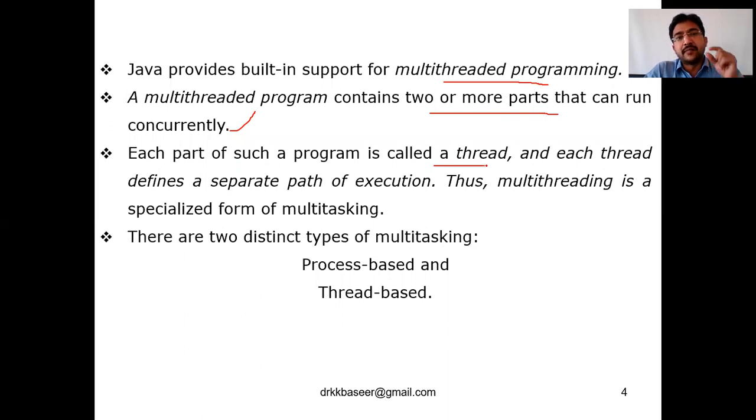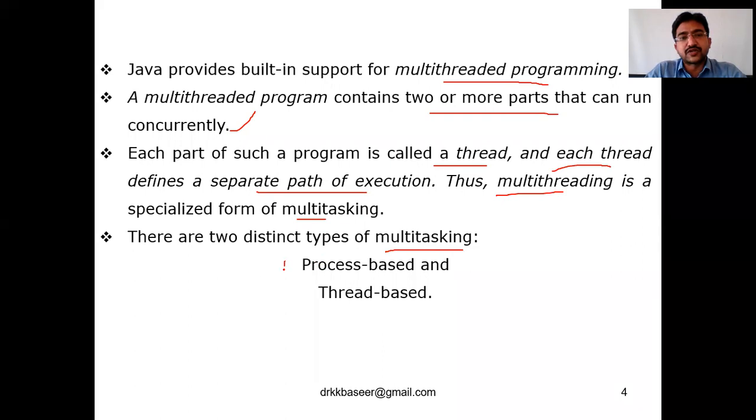Which part? A multi-threaded program consists of multiple parts. So each part, as I told you, text is one part, audio is one part, video is one part. Each part is called a thread. And each thread defines a separate path of execution. Separate path of execution means the audio files will be separate, the video files will be separate, the text files will be separate. Like this, all are in a separate path of execution. Thus, multi-threading is a specialized form of multitasking. And as I said, we have 2 distinct types of multitasking.